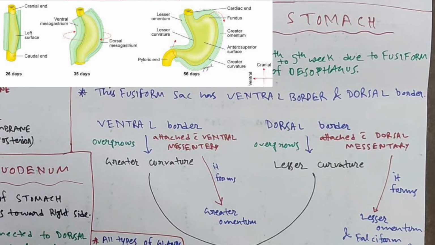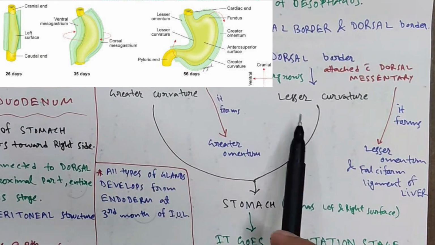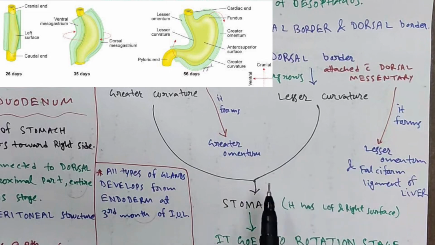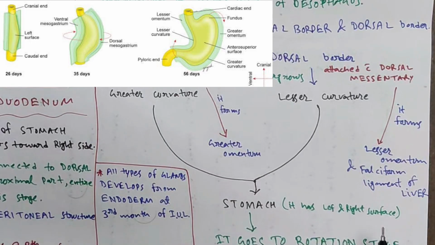Anyway, the ventral mesentery forms the greater omentum, and the dorsal mesentery forms the lesser omentum, which is present in our abdomen. What is this omentum? I talked about it in my earlier videos. Now this greater curvature and lesser curvature are parts of the stomach. So we are getting the overall stomach, and it has a left and right surface.